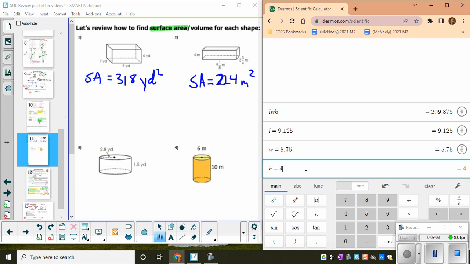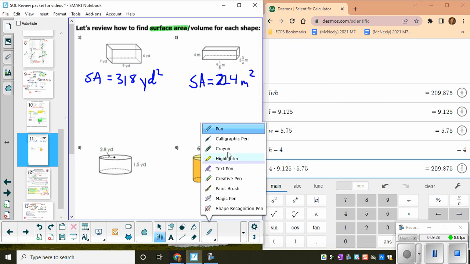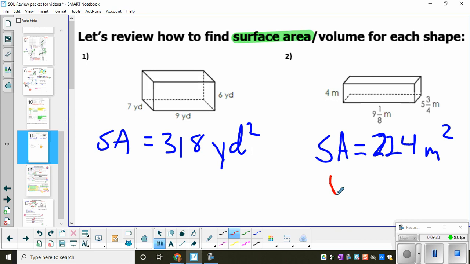Worst case scenario, you could just come down here and say, okay, so it's the 4 times 9.125, and then times the 5.75. That's for my folks who might prefer to use the handheld calculator. That would be the math that you punch in. We get the same answer. So 209.8, I'm just going to bump that up to 210. Okay, so the volume of this one is 210.